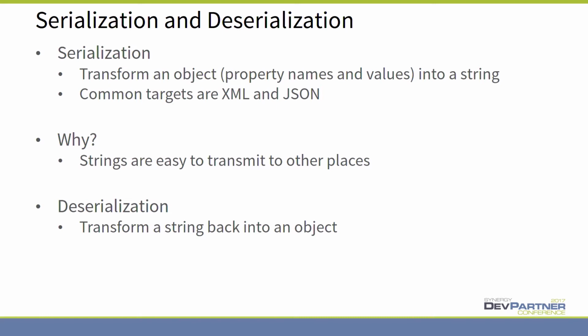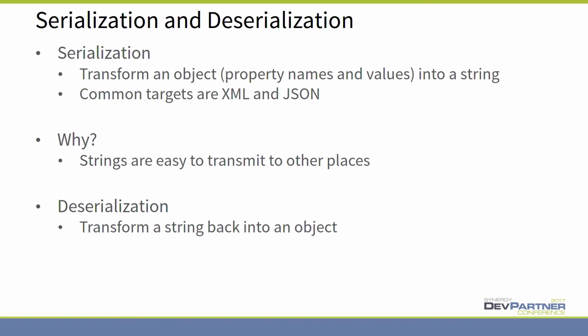So again, the serialization of something is taking something that's an object in your runtime environment and turning it into a string, turning it into either a piece of JSON that represents the object, or a piece of XML that represents the object, or a comma-separated list that represents the object, whatever it happens to be. And we do that because strings are easy to transmit to other places and are easily understood by other environments.